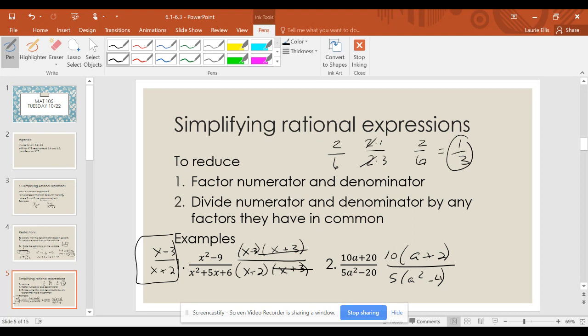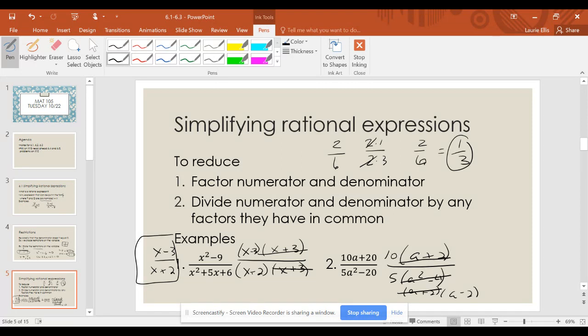I'm just going to cross this off. It becomes a plus 2 times a minus 2. You might want to write it over, I know that I'm running out of room over here. So what common factors do we see? I see an a plus 2, that goes away. This a plus 2 goes away.